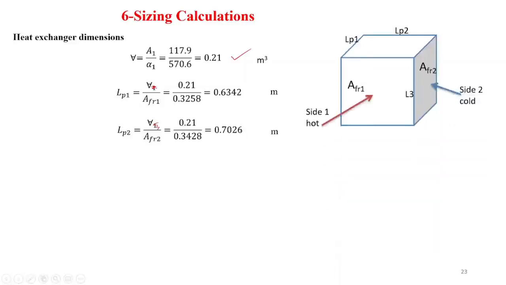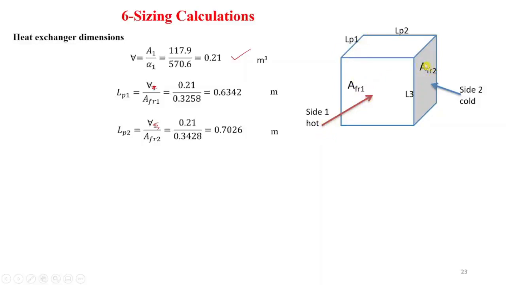And then here it is showing LB1, LB2 and L3, the three dimensions of the compact heat exchanger. This is the frontal area, and this is LB1, which is the length of the heat exchanger along the direction of side 1.